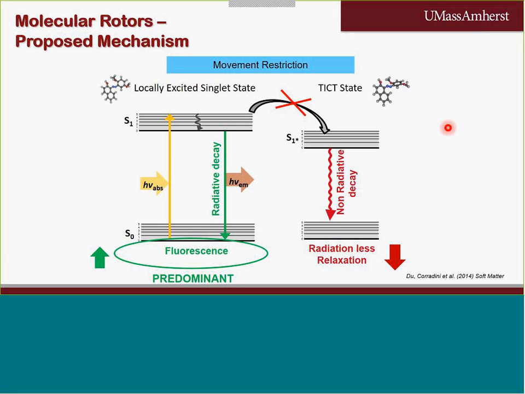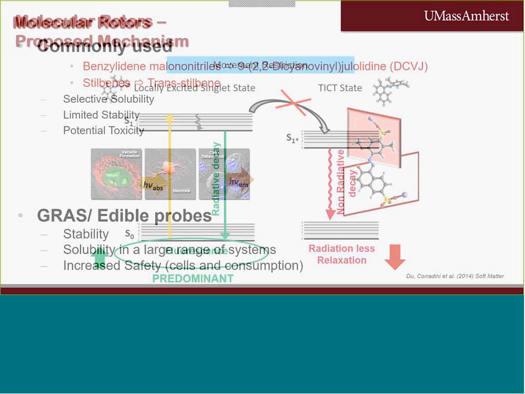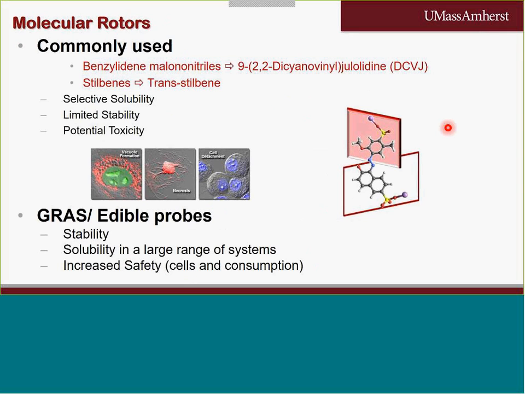This kind of behavior was first observed in biology, where molecular rotors have been commonly used. For example, BCBJ and trans-stilbene have been reported to assess fluidity and characteristics of the interface in cells. However, these molecular rotors, which are basically synthetic, exhibit limited stability and potential toxicity.